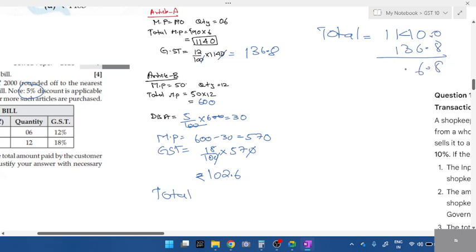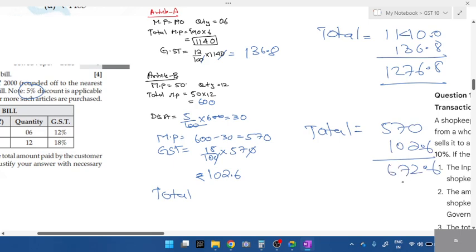What's the answer? 1276.8. For Article B, what is the total, students? Take 570 and add 102.6. What's the total? 672.6.